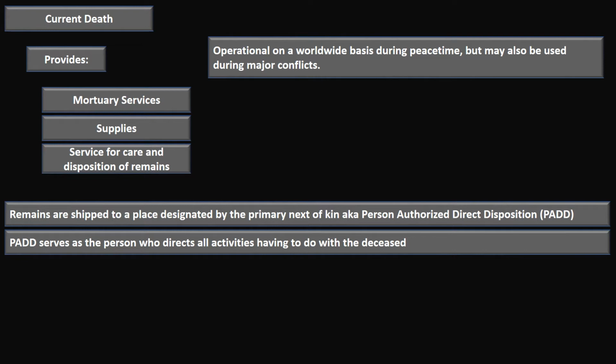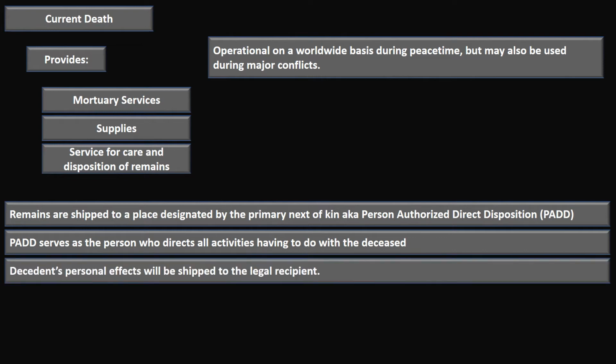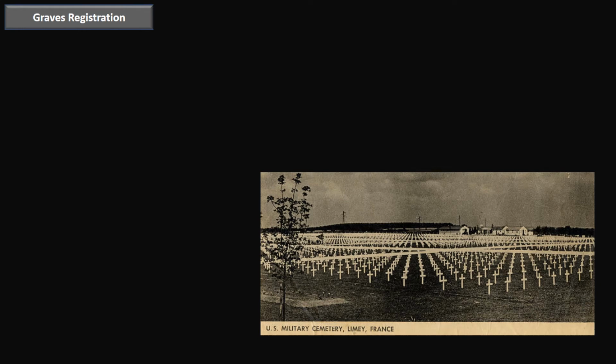The Person Authorized Direct Disposition serves as the person who will direct all activities having to do with the deceased. They're going to be making all the decisions: what burial clothes the person will be put in, where the person is going to be buried, whether or not the person is going to be buried or cremated. That person is the one who makes the decisions, the Person Authorized Direct Disposition. The decedent's personnel effects, all the remaining belongings, will be shipped to the legal recipient under the Current Death Program.